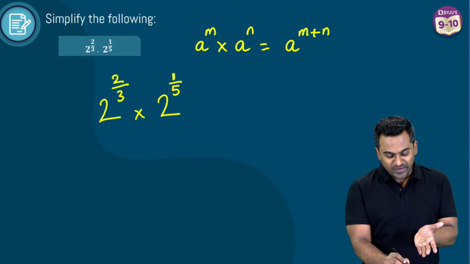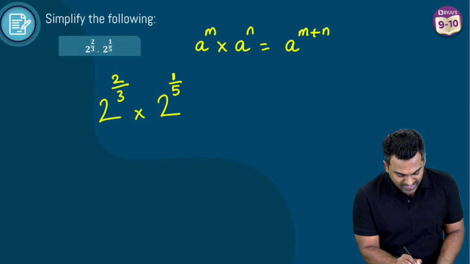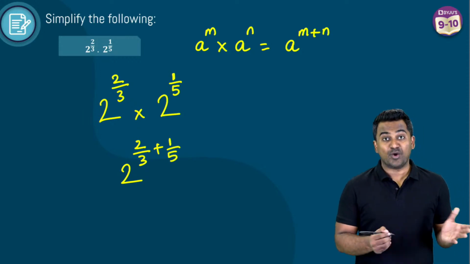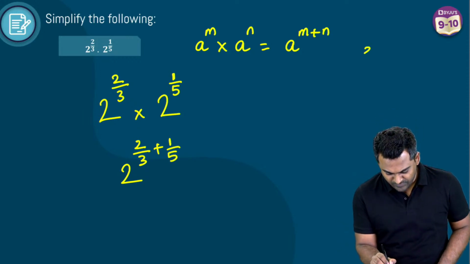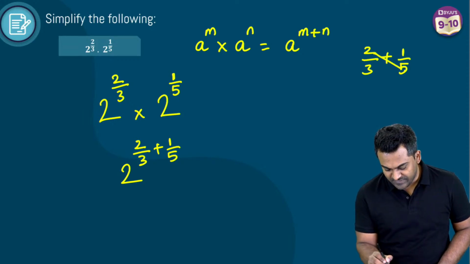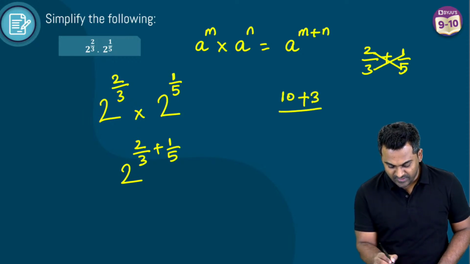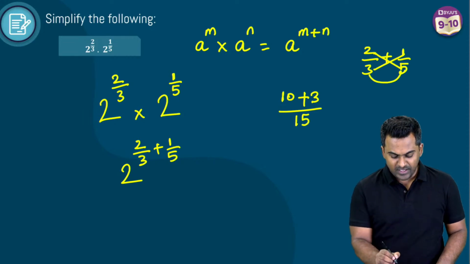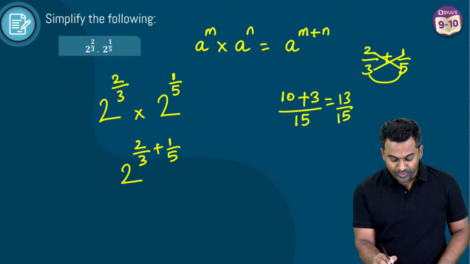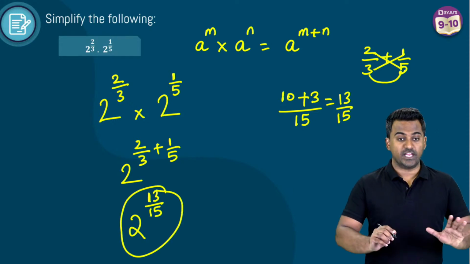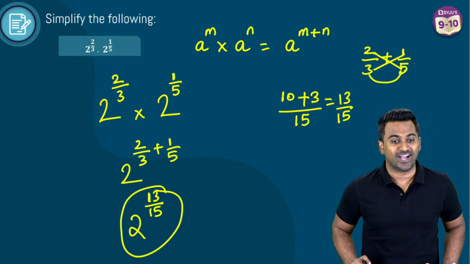Come on, let's try this out. As I said, in the form of a power m multiplied with a power n is a power m plus n. So this is going to be 2 to the power 2 by 3 plus 1 by 5. Now how do we add two fractions? The butterfly method works wonderfully well here. So 2 by 3 plus 1 by 5. I multiply these two, 2 times 5, I get 10. Plus I multiply these two, 3 times 1, I get 3. Divided by, I multiply these two, 3 times 5, 15. And this is how I get 13 by 15 as the power. So the final answer is going to be 2 to the power 13 divided by 15. Well done. This is the correct answer.